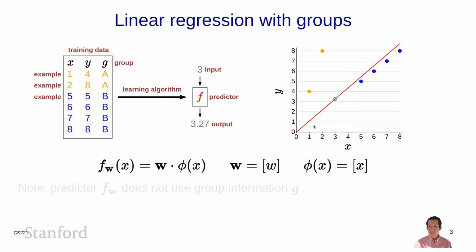So already you can see some tension here. So which weight vector would you choose? Would you choose one that's closer to these points in group B or in group A? And this tension means that we have to compromise somehow. And exactly how we compromise is going to have some implications. So notice also that the predictor doesn't use the group information. It just takes an input x as before. What's going to use group information is the learning algorithm, and we'll get to that a little bit later.